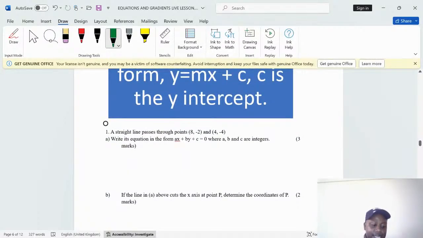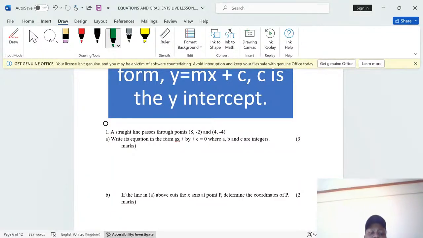A straight line passes through points (8, -2) and (4, -4). Write its equation in the form ax plus by plus c equals 0, where a, b, and c are integers, for 3 marks.